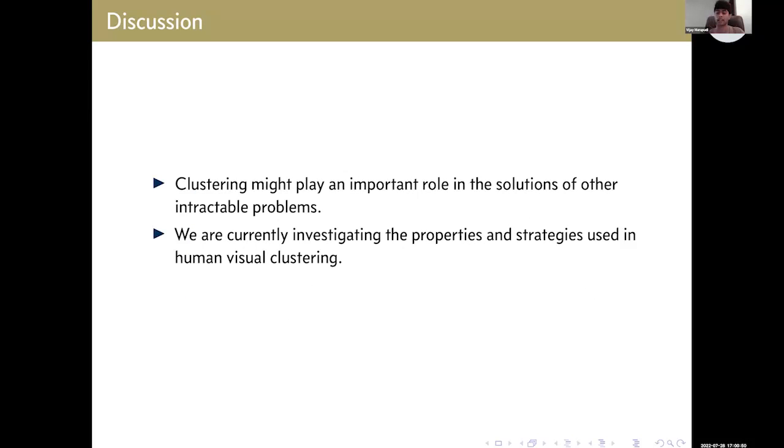And generally, we think that clustering might play an important role in the solutions of other intractable problems as well. So we're currently investigating the properties and strategies used in human visual clustering.